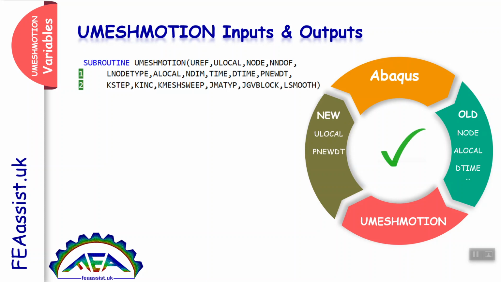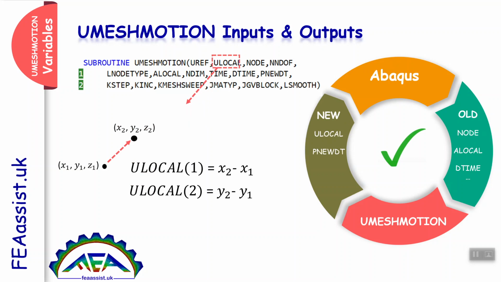It is necessary to understand this well to write a well-working UMeshMotion subroutine. Here I explain one of the variables, uLocal. Consider you have a point x1, y1, z1. This point is going to be transferred to point 2. So uLocal 1 is the displacement or velocity in the x direction, uLocal 2 in the y direction, and uLocal 3 in the z direction. These variables need to be well explained to understand UMeshMotion, which is one of the complex subroutines in Abaqus.